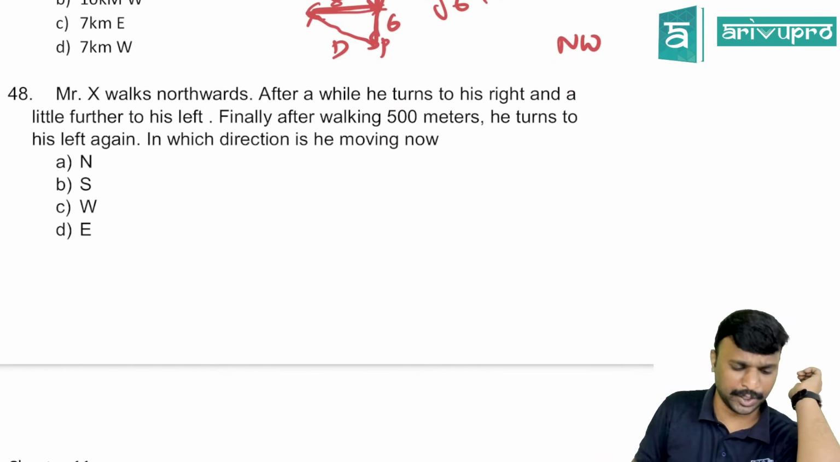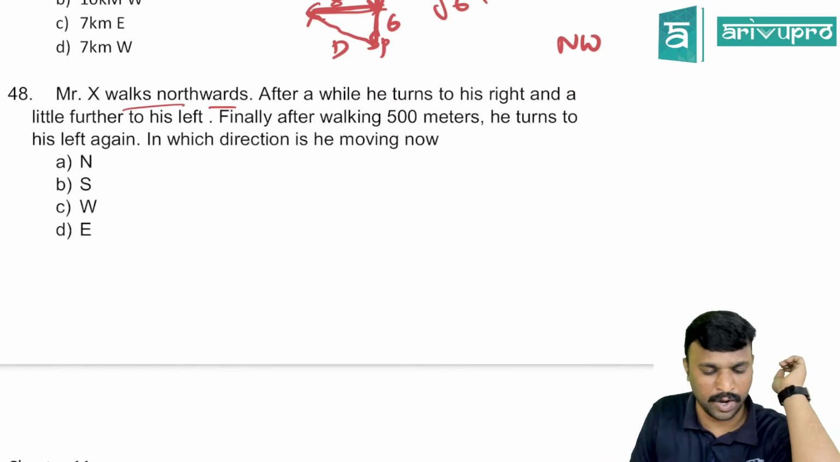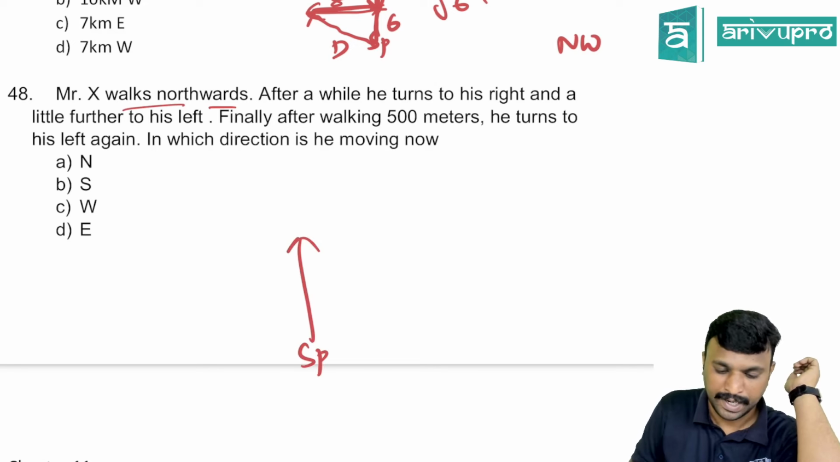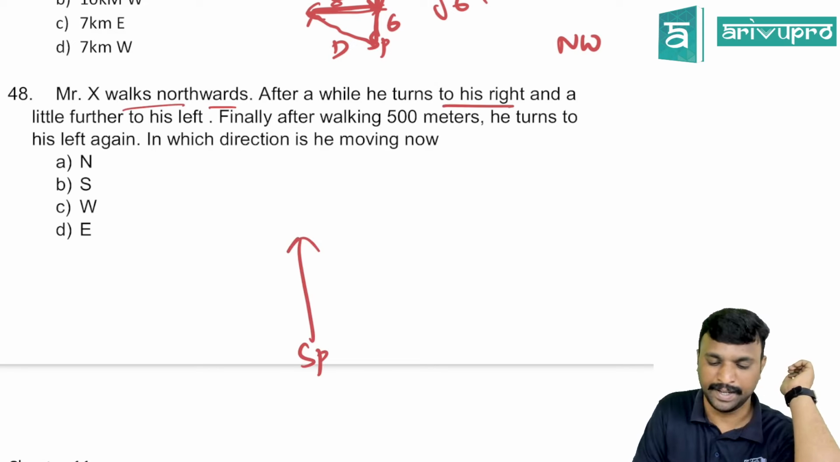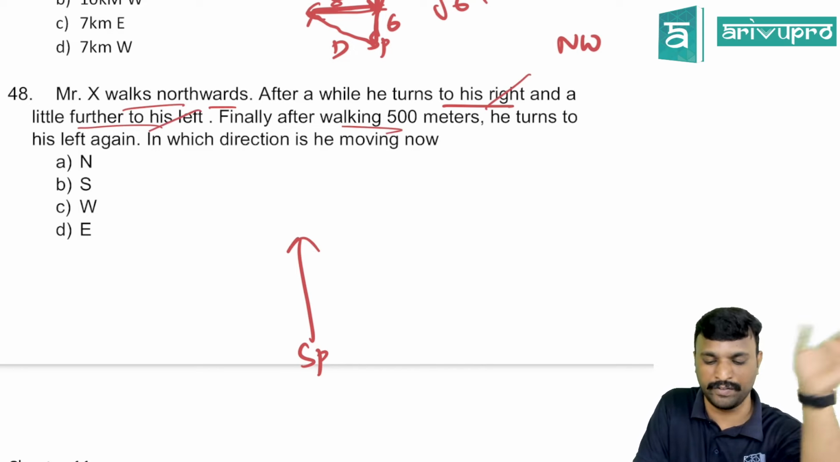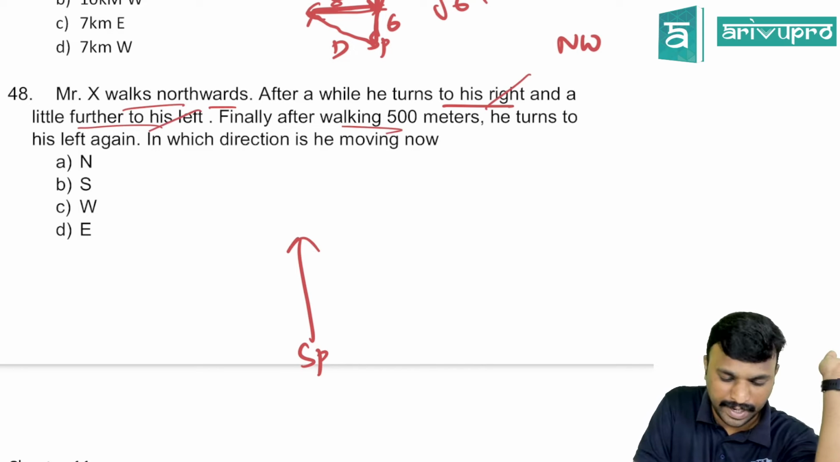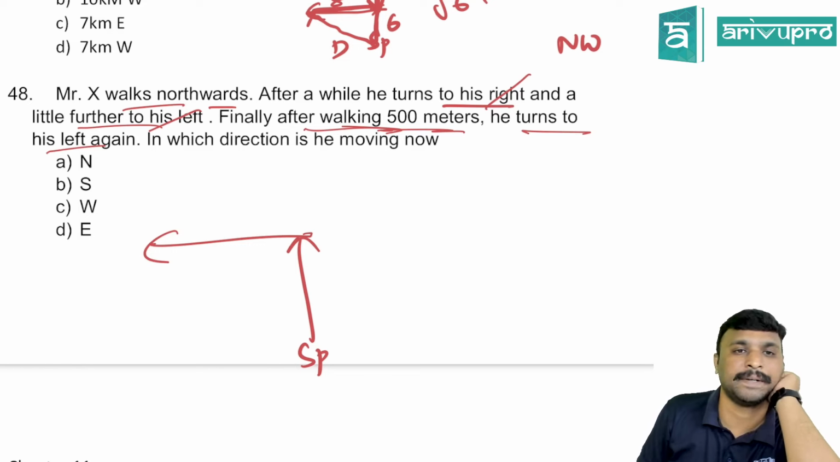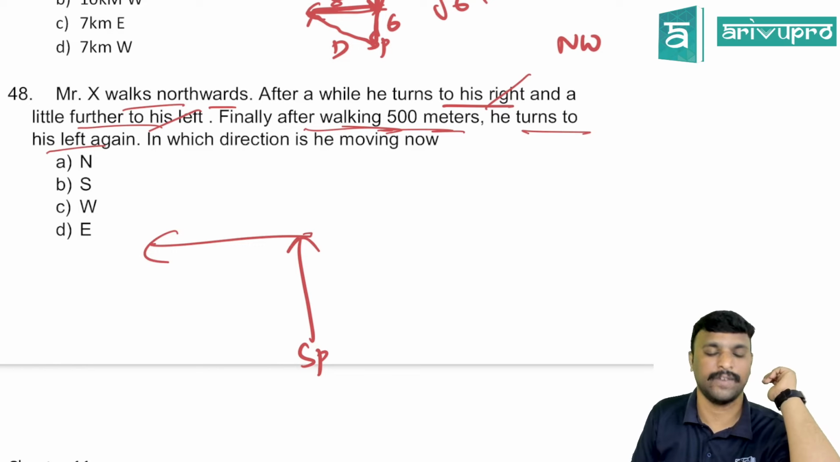Yes, let's move on to the next question. Mr. X walks northwards. From the starting point, he went northwards. Turned to his right. Guys, they have not specified the distances for the right and the left. You can cancel one right and one left. Finally, after walking 500 meters, he turned to his left. Only one left is remaining.